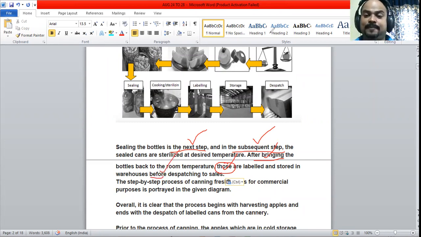Again, sequence. So you can say are sterilized, are labeled. All these things are passive voice too. So the thing is clear: passive voice, sequential words, and present tense. That's it. Very simple.